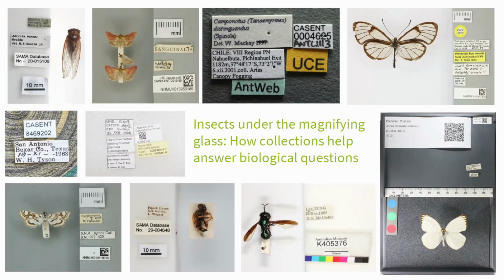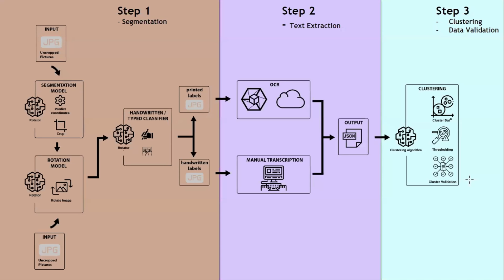The main added value of the pipeline is that after this OCR is performed, we process the labels through clustering, since there are many redundant labels in collections. For instance, when someone has collected at one spot, he collected a few hundreds of insects, and all of these insects bear the exact same label.